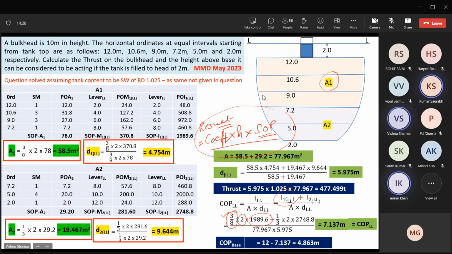The last step of the Simpson's rules does not change. It is not changing. It is the same.